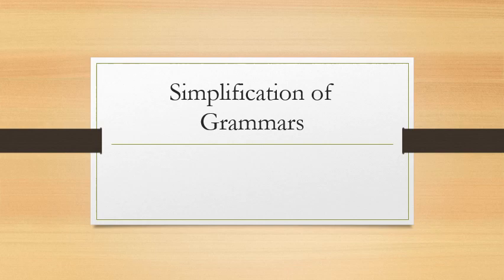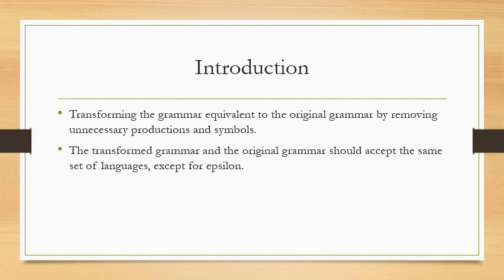Simplified way means transforming the grammar into another form such that there are no unnecessary productions and symbols in it. Symbols here we mean non-terminals. Therefore both the original grammar and the transformed grammar should accept the same set of languages. So the meaning of the grammar should not be changed when you are doing this transformation.